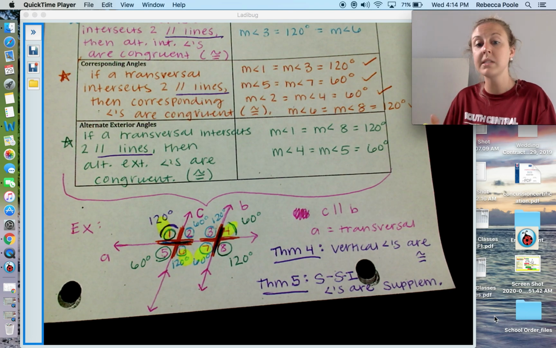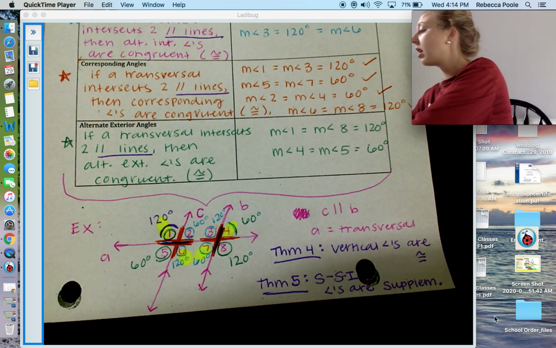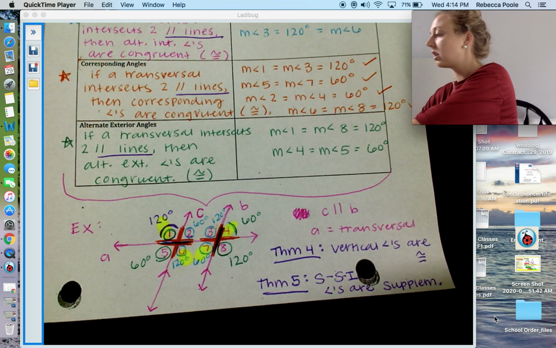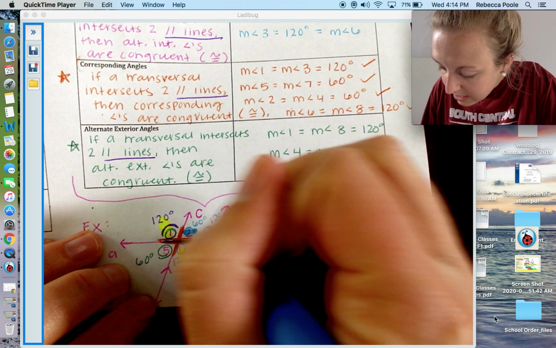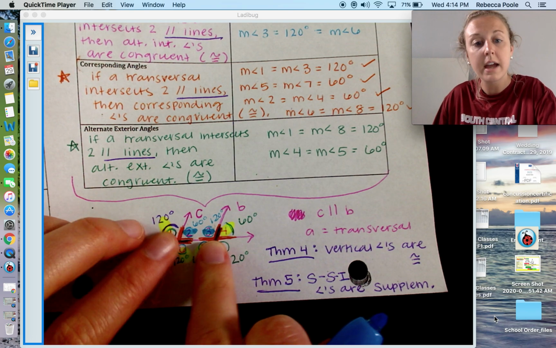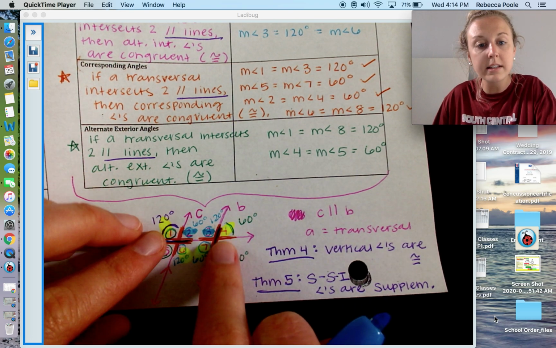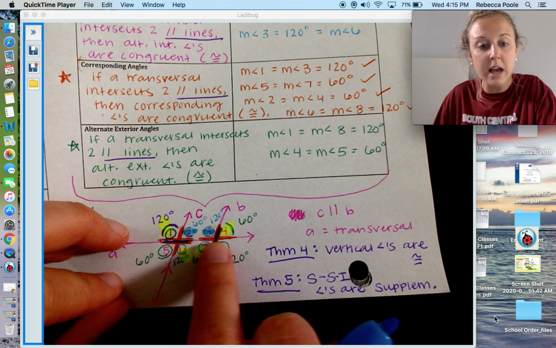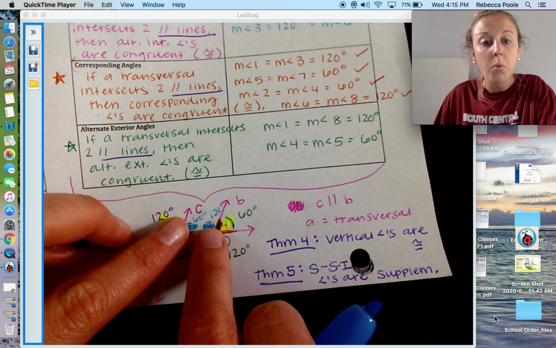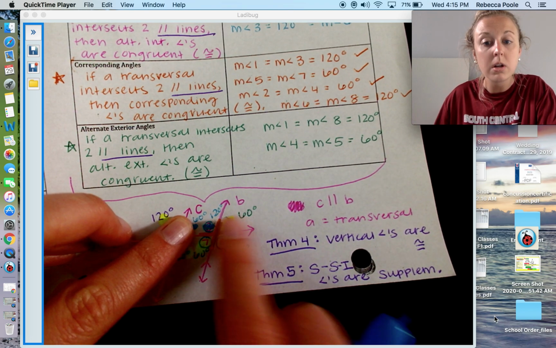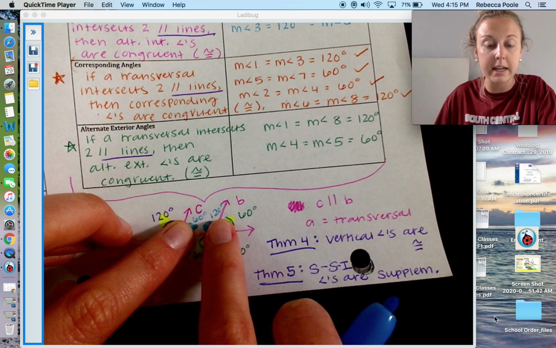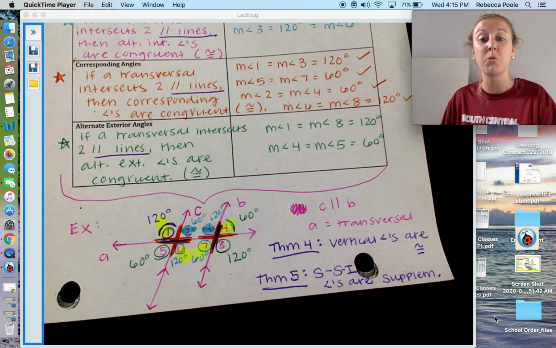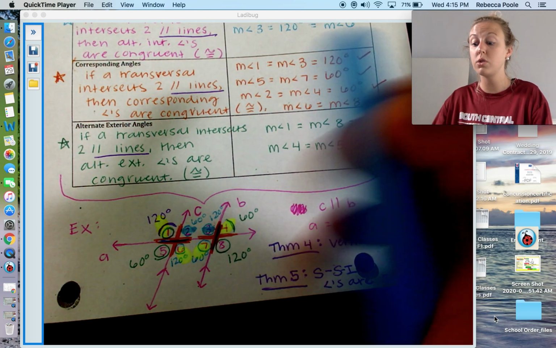And then same side interior. I worked this out perfectly. Grab a different highlighter. Look at these 2 right here. They are inside the parallel lines, and they're on the same side of that intersection, right? Well, if you add those 2 up, don't you get 180? 60 plus 120 is 180, so those are supplementary, okay?